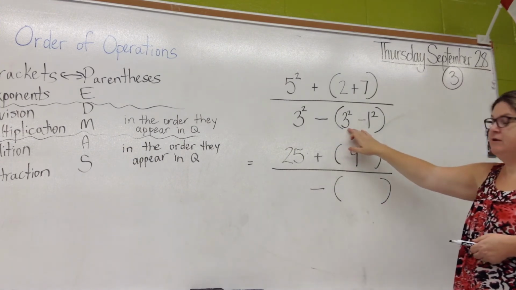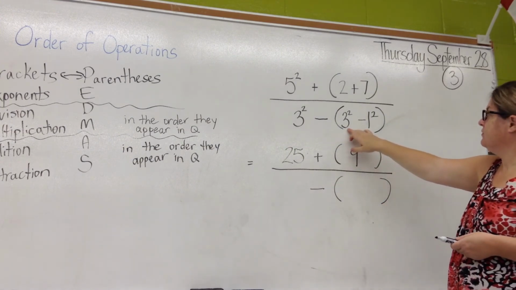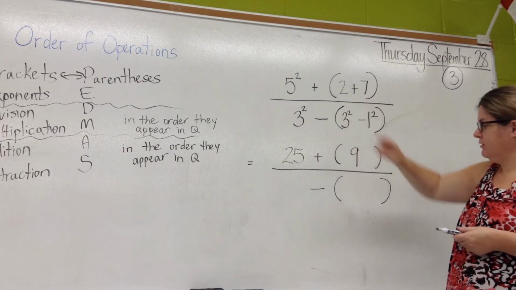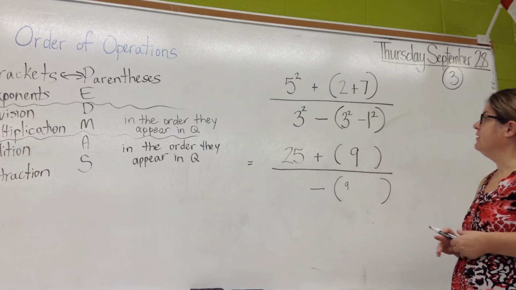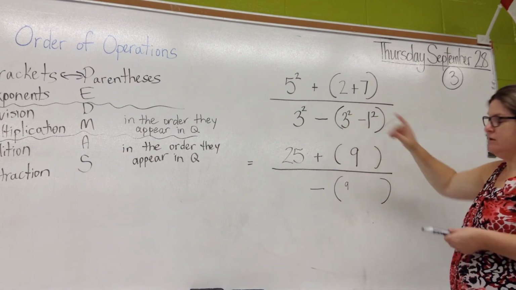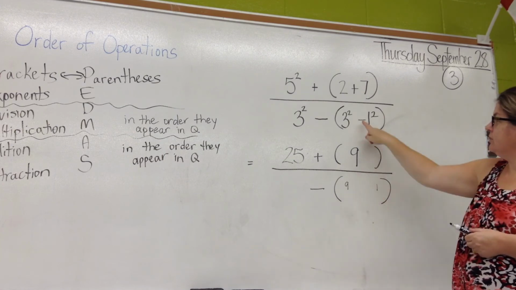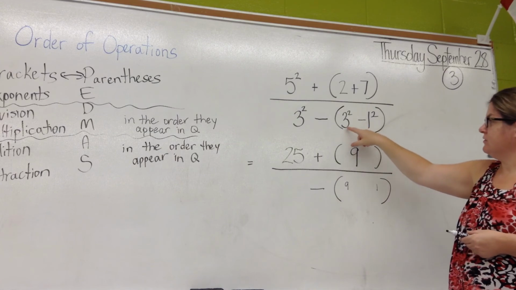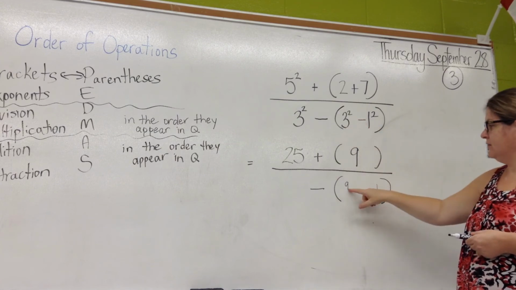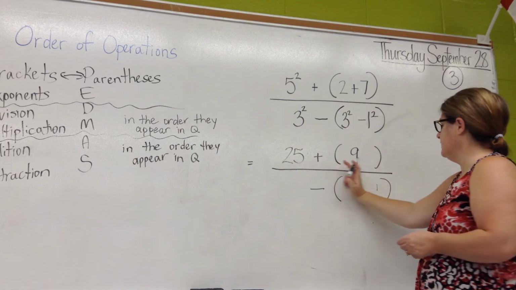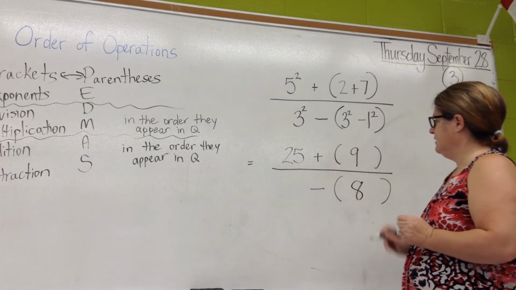We're going to go below the fraction line now, and we see that in our bracket, we in fact have some exponents present. So we're going to do the 3 squared, which is 9, and we're going to have 1 squared, which is 1 times 1, which is 1. And now we need to take those away from each other. So the 9 take away the 1 leaves us with an 8 in the bracket.